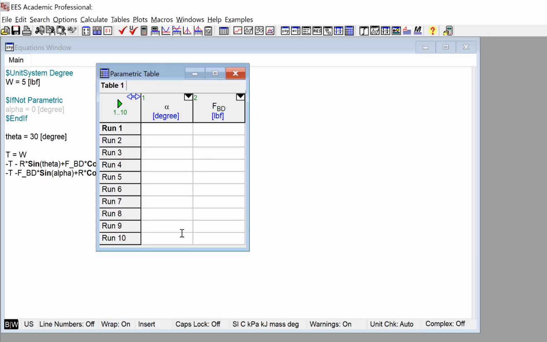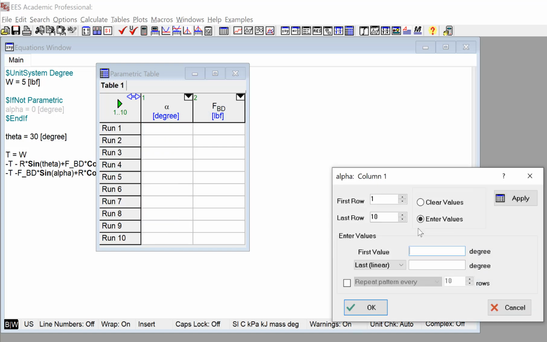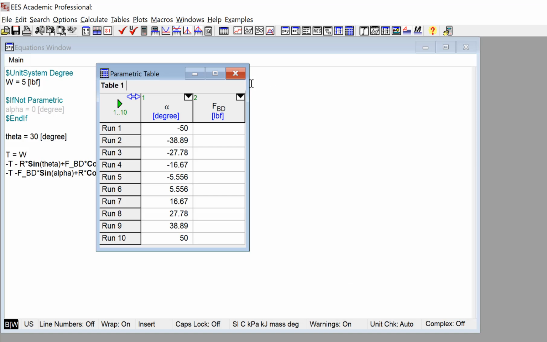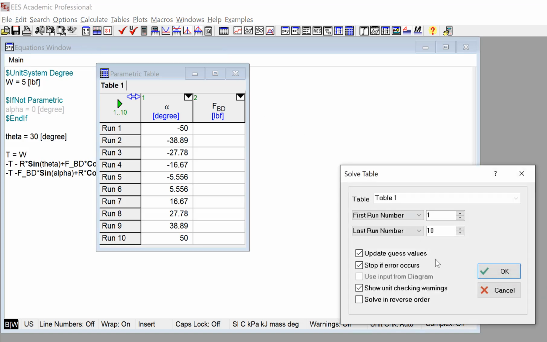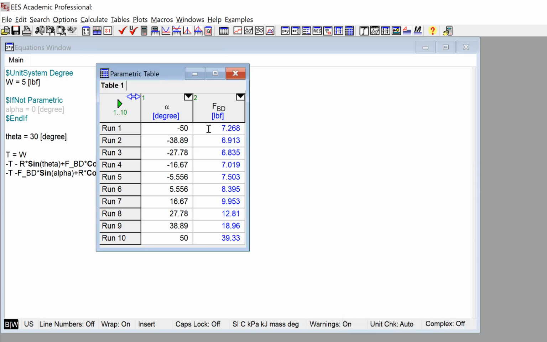And now let's vary alpha over some range. I'm going to vary it from something like minus 50 to 50 degrees. So minus 50 degrees to 50 degrees. Hit OK. And now when I solve my table, which I can do with this green button, or Calculate, Solve Table, these are the values of the force in that bar BD for every value of alpha. And just looking at it, I can see that an alpha around minus 27.8 minimizes this, but you know, I can make a plot, maybe get a better idea how this varies.